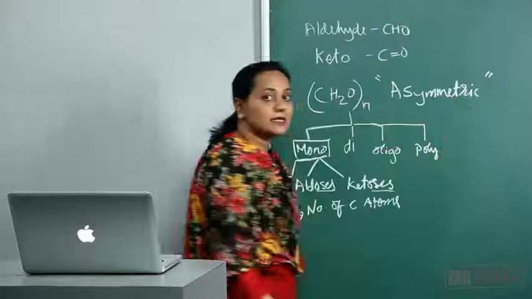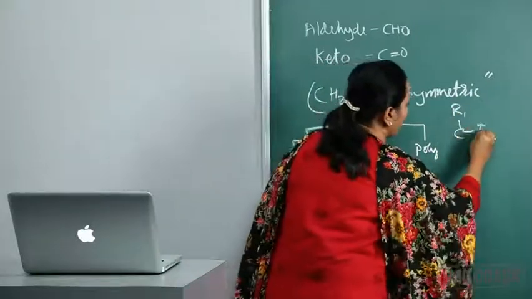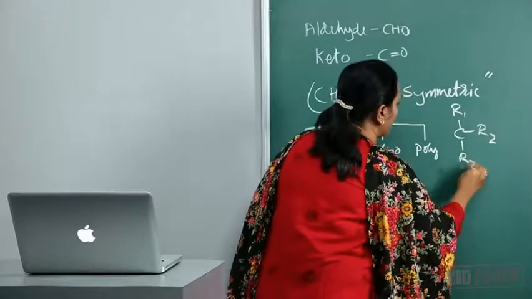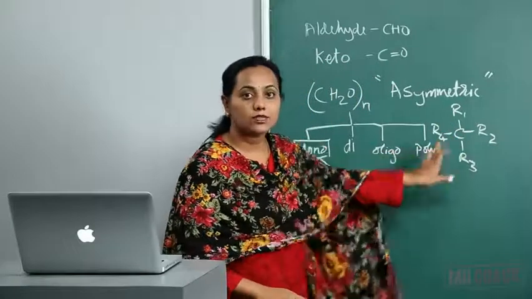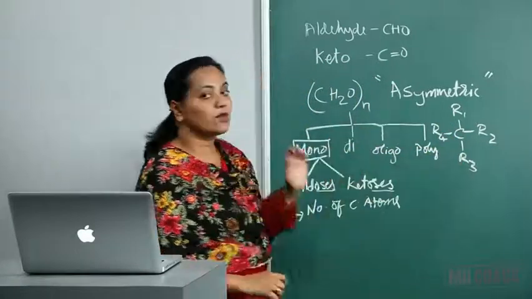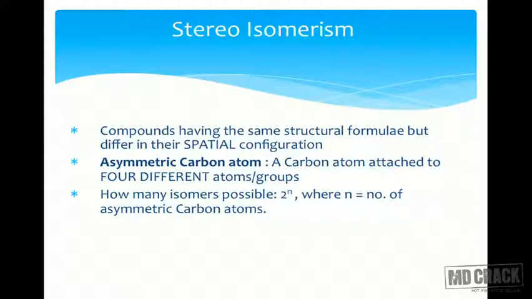What do I mean when I say asymmetric? It means a carbon atom which is attached to 4 different groups. So whenever a carbon atom is attached to 4 different groups, it can result in the formation of stereoisomers. So how many isomers are possible? It all depends upon the number of asymmetric carbon atoms. Suppose a molecule is having 4 asymmetric carbon atoms, then 2 to the power of n, that is 2 to the power of 4, is the number of isomers that are possible.